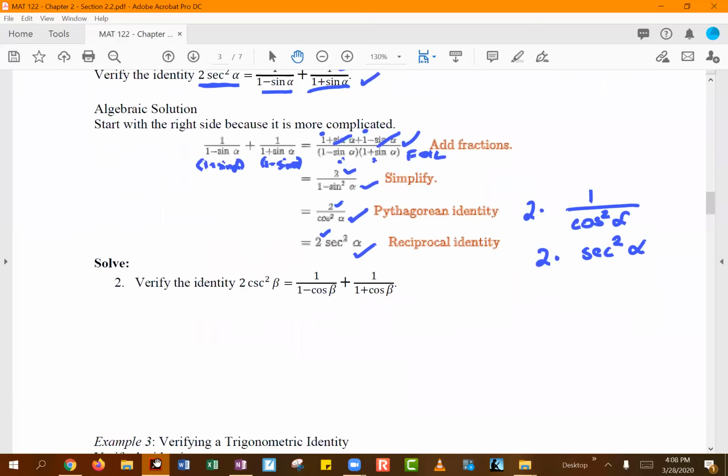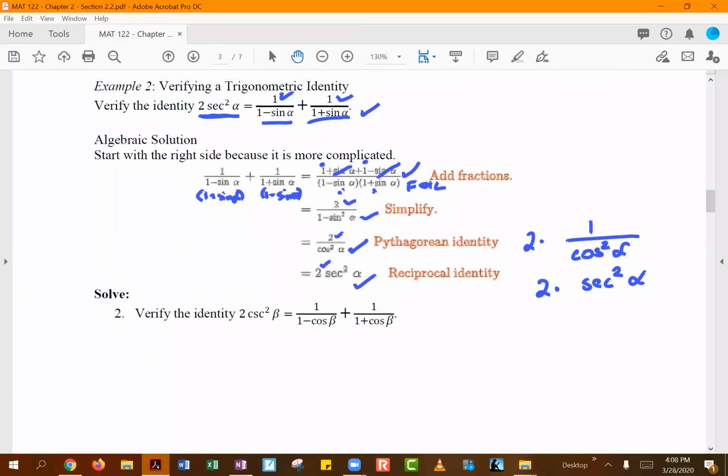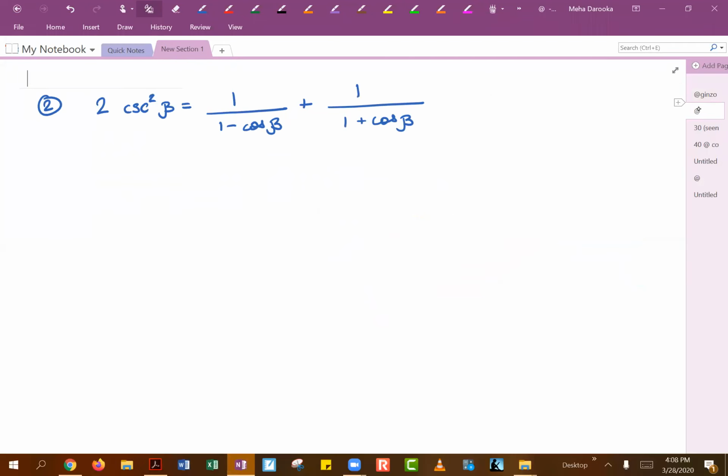Okay, so let's take a look at our example, which is very similar to example 2. We are given 2 times cosecant squared beta equals 1 divided by 1 minus cosine beta plus 1 divided by 1 plus cosine beta. So it's actually going to be very similar to what we did here in example 2. So let's go ahead and take a look at this problem here.